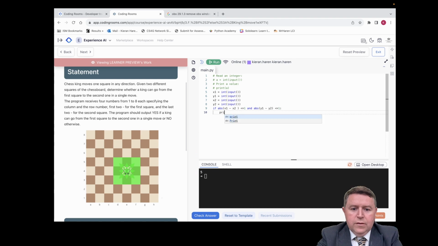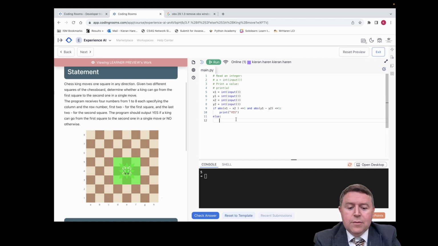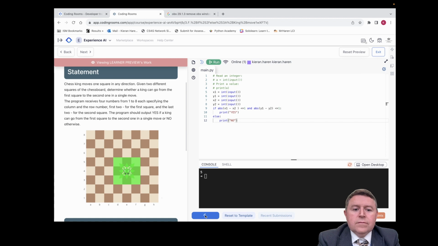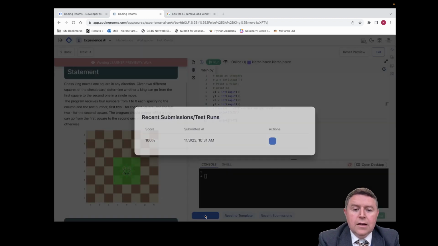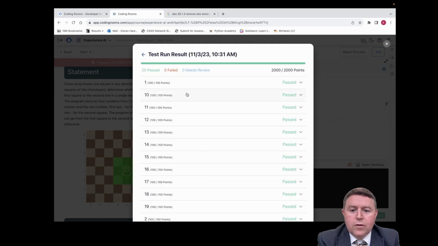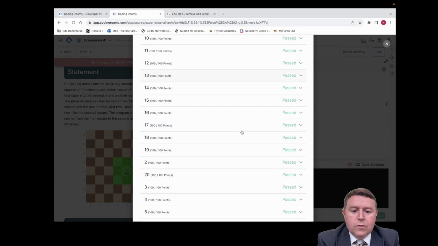Then we do print speech marks yes, else we print no. Okay, so let's check our answer and see. Okay, and we got it correct. So all of our points were correct. Yeah, perfect. It all worked.